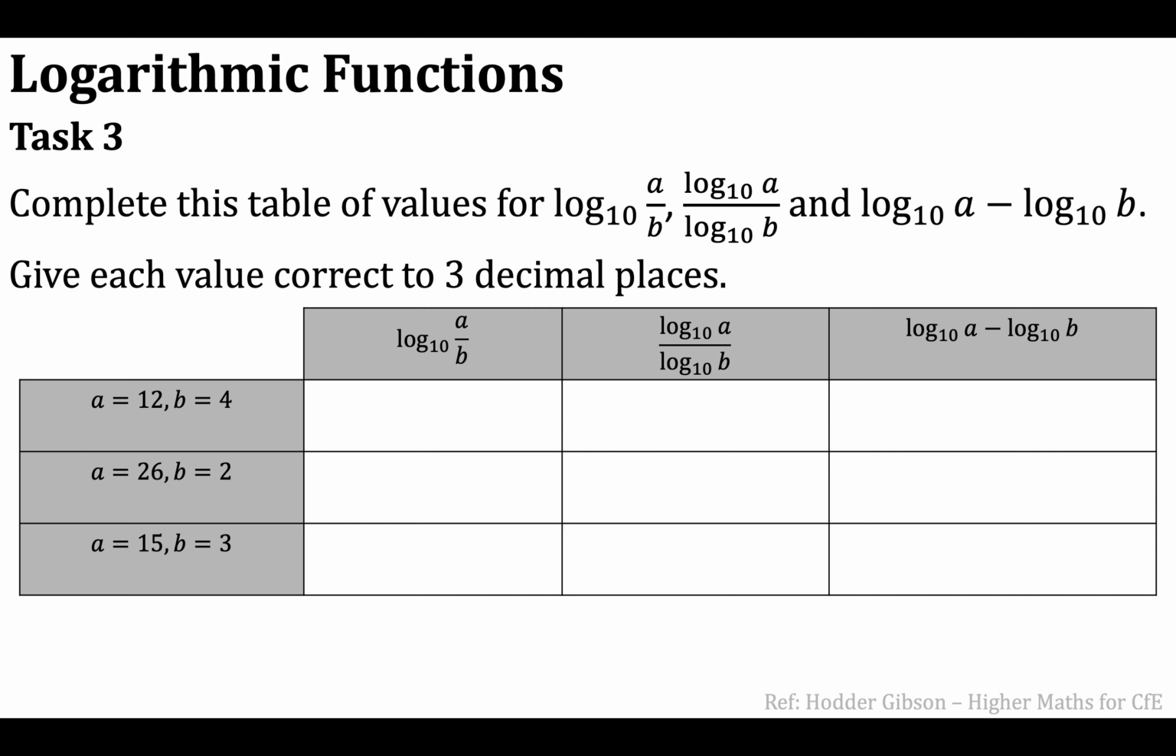I would like you to complete this table of values for log to the base 10 of a over b, log to the base 10 of a over log to the base 10 of b, and log to the base 10 of a minus log to the base 10 of b. Give each value correct to 3 decimal places, and you can see the different values for a and b here. So if you pause the video just now and fill in the table in your notes using your calculator.